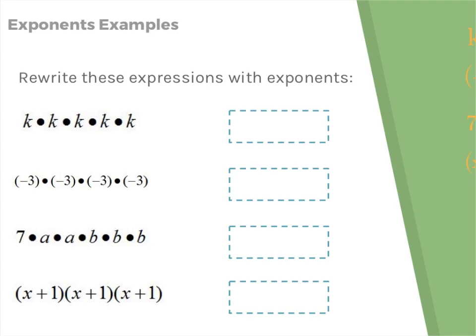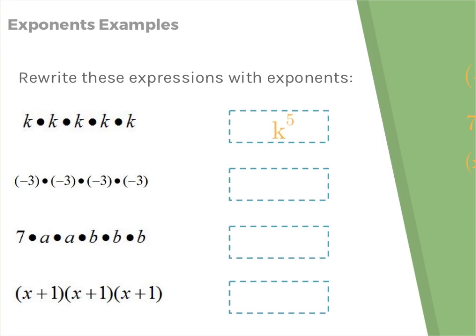So here we have our examples of exponents. It says rewrite these expressions with exponents. The first one I've got is k times k times k times k times k. So you can see I have repeated multiplication going on. I'm going to simplify that using exponents. Since I have 5 k's, that's going to be k to the 5th power.